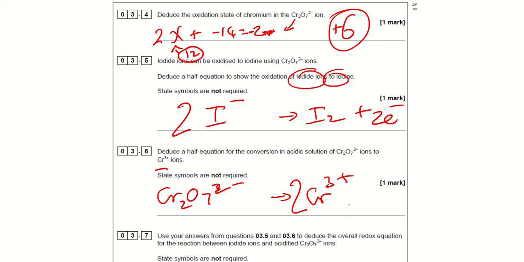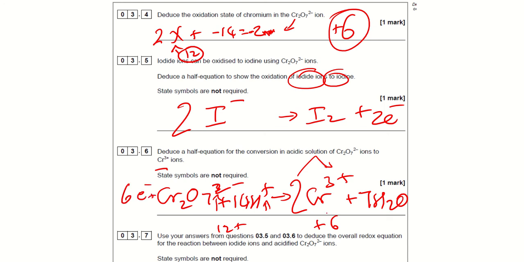Then we balance oxygens with water molecules. I have 7 oxygens on the left, so I need 7 water molecules. Then we balance hydrogen atoms with hydrogen ions. I have 14 hydrogen atoms on the right, so I'm going to need 14 hydrogen ions on the left. Then we balance charges. On the left hand side I have 2 negative here and 14 plus here, so I have 12 positive on that side. Here I have 2 3 positives, so I have plus 6. I'm going to need 6 e minus on that side to balance that up.